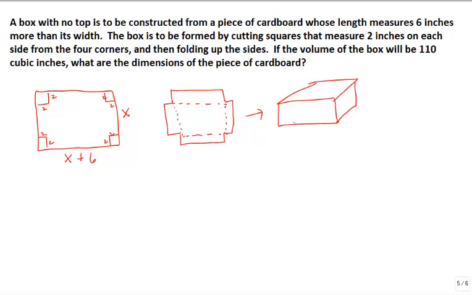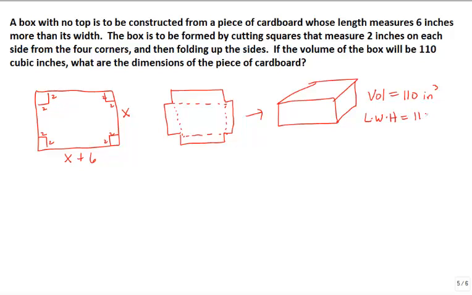So let's think about this. We're trying to find that the volume of the box will be 110 cubic inches. So what are the dimensions of the piece of cardboard? So we need to know what x is to get our dimensions. So how do you find the volume of a box? It's telling us that the volume of this box is supposed to be 110 cubic inches. So you should remember, hopefully from some geometry, that volume of a box is just length times width times height.